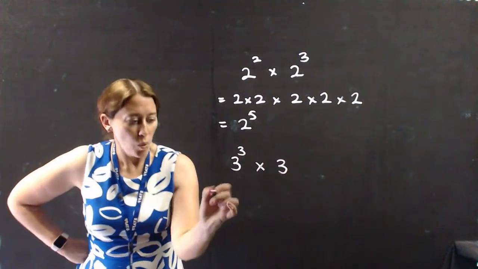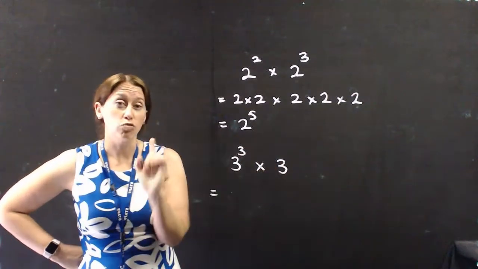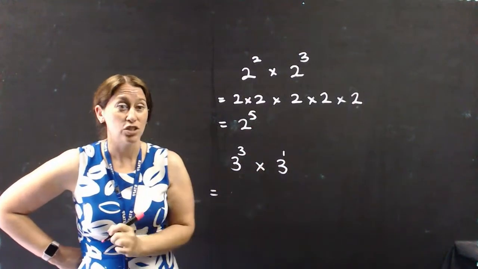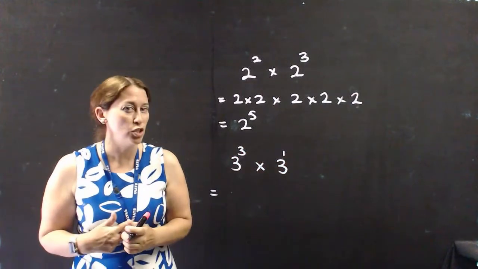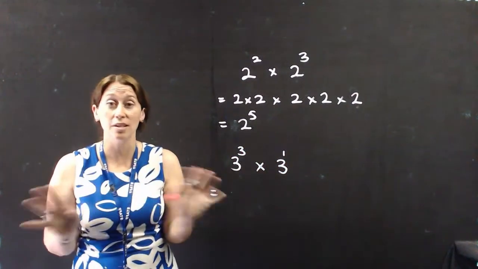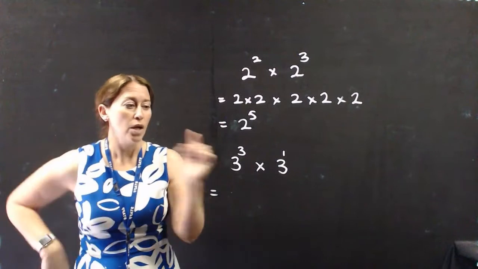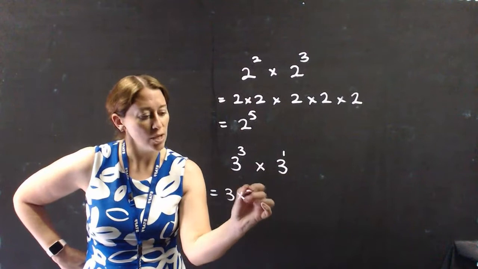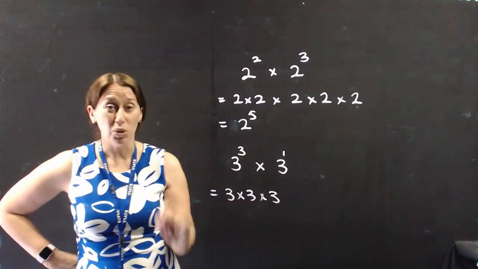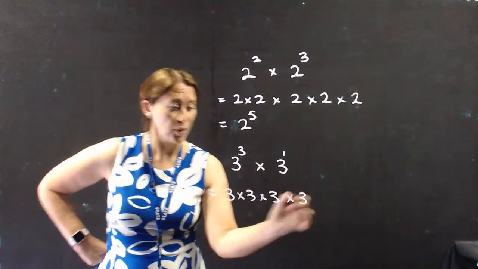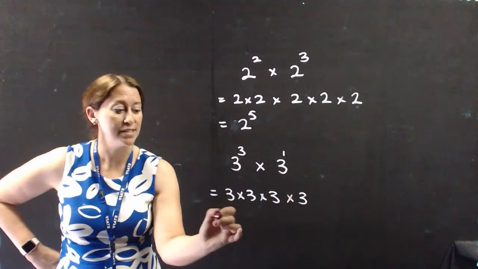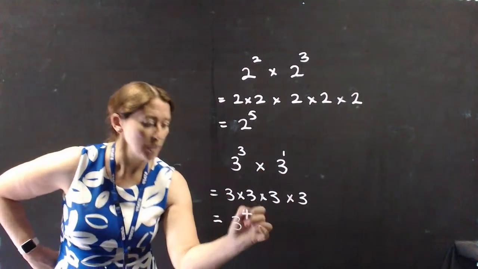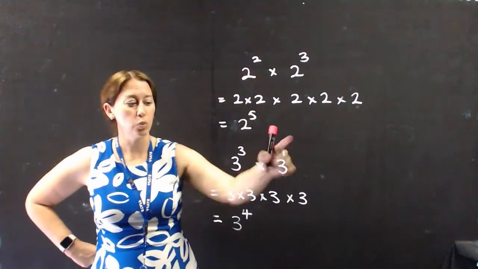Remember, if I was to write 3 in index form, it has a secret hidden 1 there. We don't usually write that, but we need to understand that it's not 0. It has a power of 1. Let's now write it out in factor form. 3 cubed is 3 times 3 times 3, multiplied by 3. Let's have a look at what that could be written as, simplified in index form. 3 to the power 4. Well, did that work? 3 plus 1 is 4.